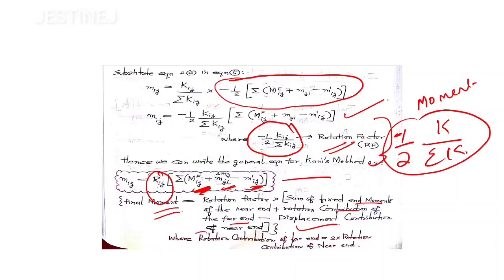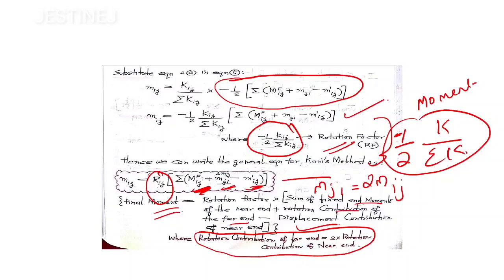Here you can also note down that the rotation contribution of the far end equals 2 multiplied by the rotation contribution of the near end, that is, you can write Mji as 2Mij. So this is also a condition, and this is the final statement for Kani's method. While doing problems, you will get more clarity regarding how to apply these equations and the importance of the rotation factor and all terms. I hope this section is very clear to you, and with this we will wind up today's section. So thank you.